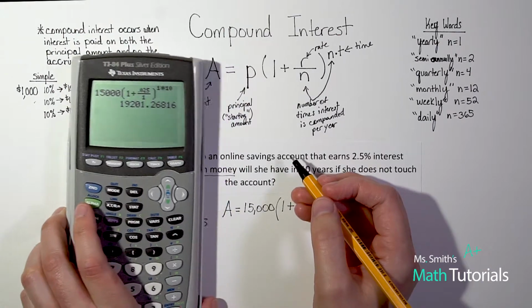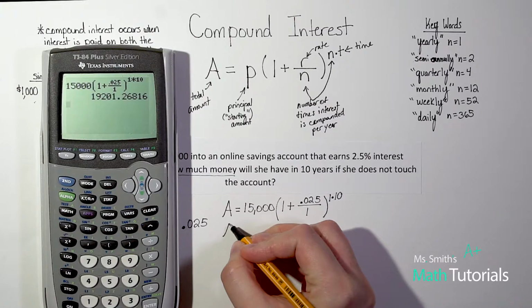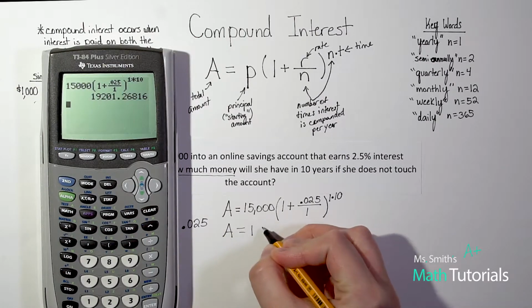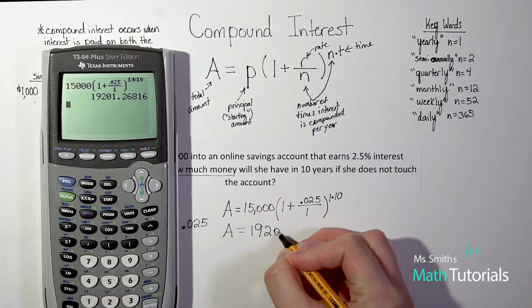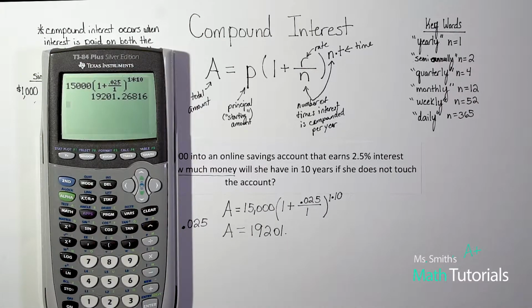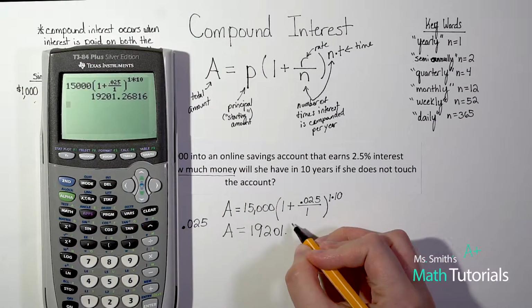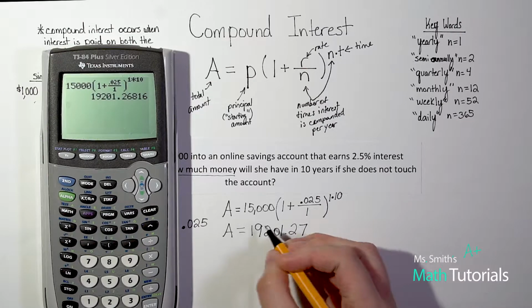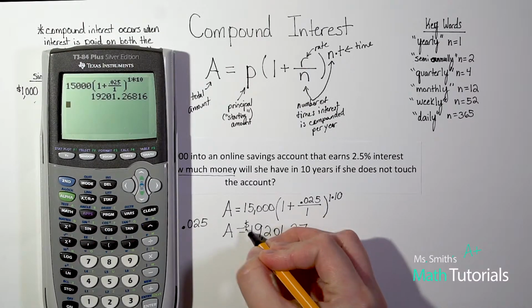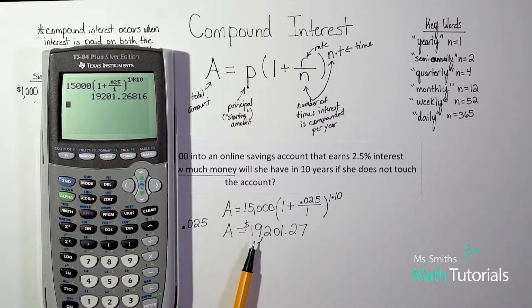So A equals 19,201 point, and then since we're talking about money, let's just round to the nearest hundredth. So 26, but we've got that 8 there, so that's going to bump that 6 up to a 7, so 27 cents. So in her account, she's going to have a total of $19,201.27.